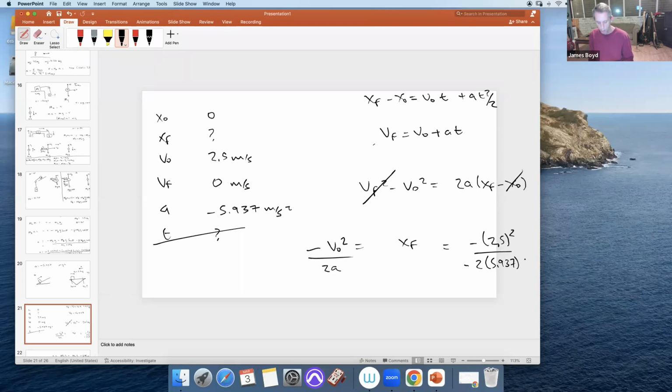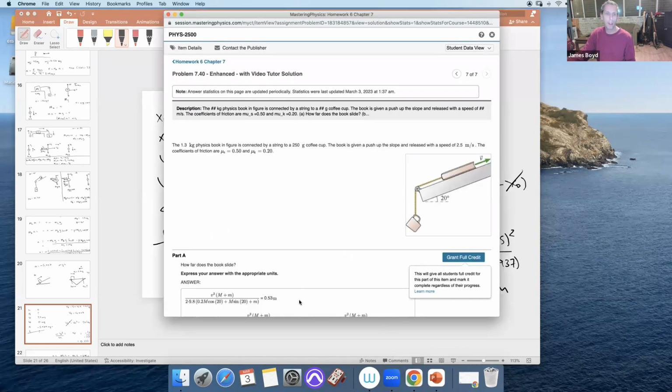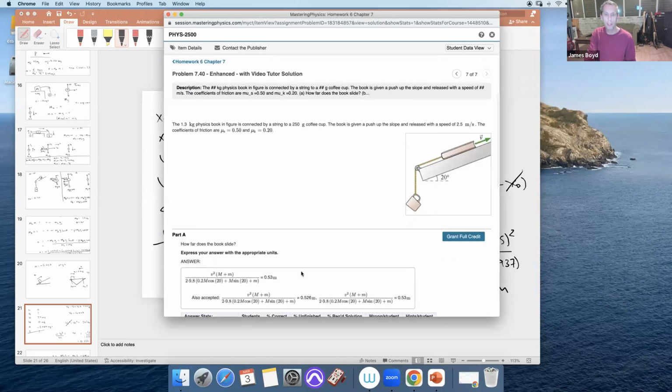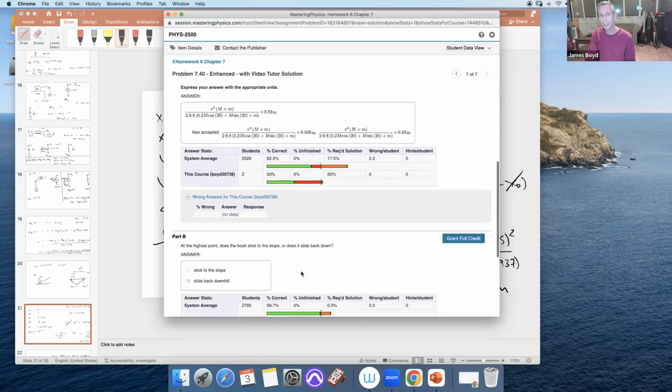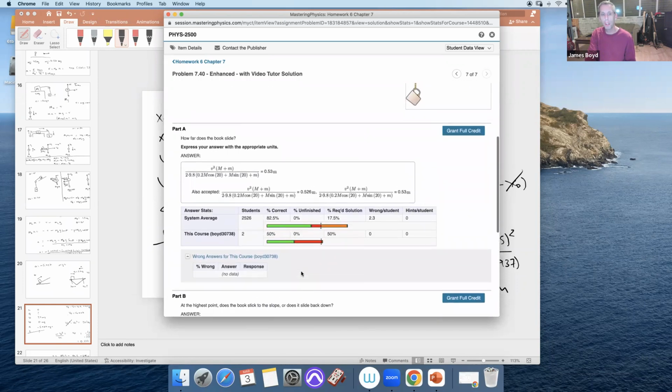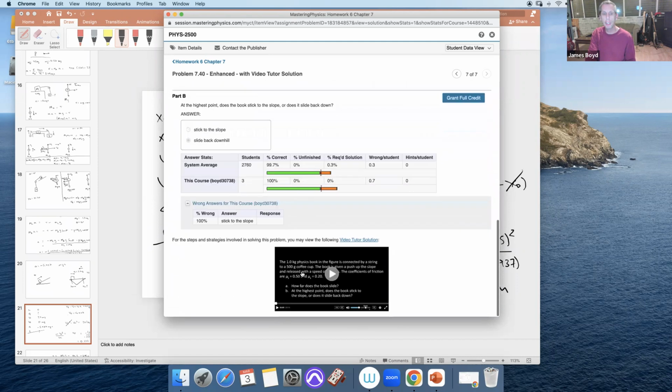So 2.5 times 2.5 divided by that is 0.526 meters, or 53 centimeters. 0.53 meters, 53 centimeters. At its high point, does the block stick?